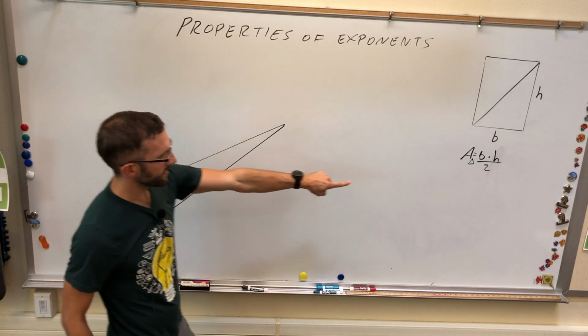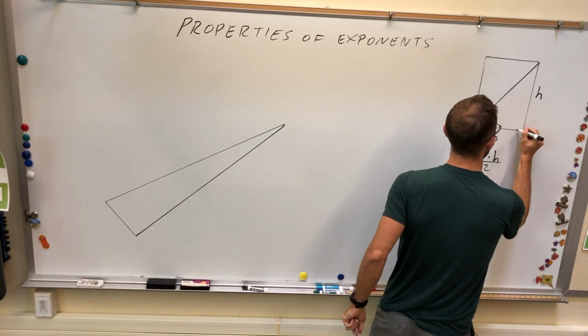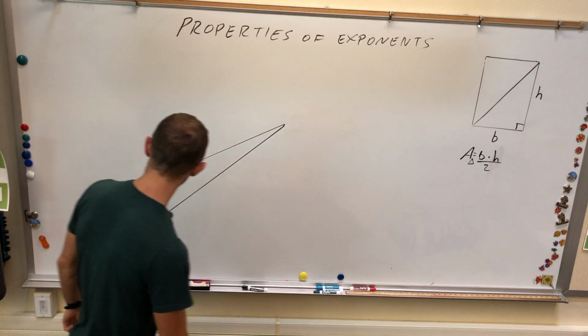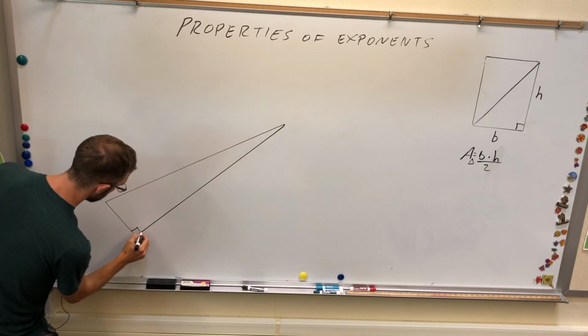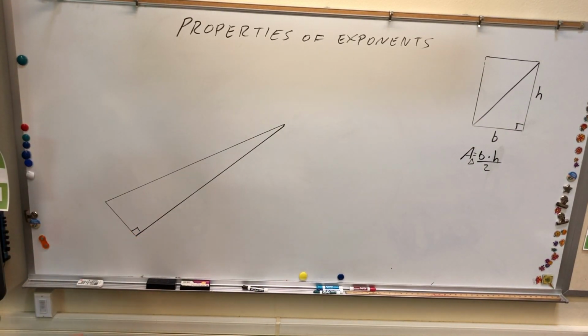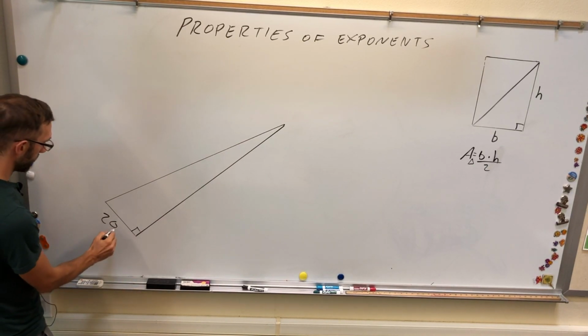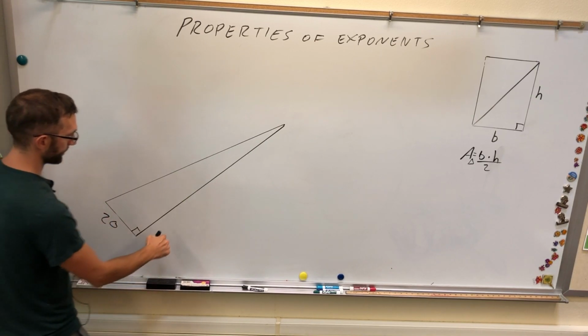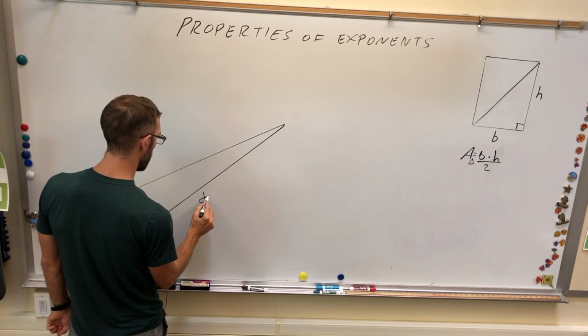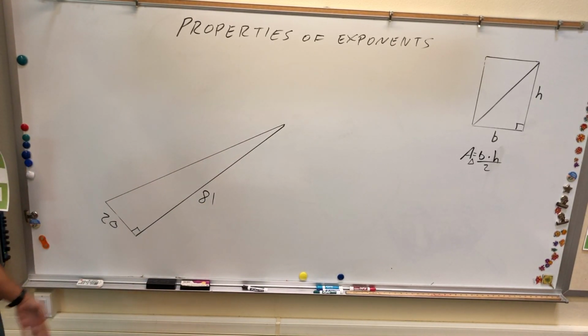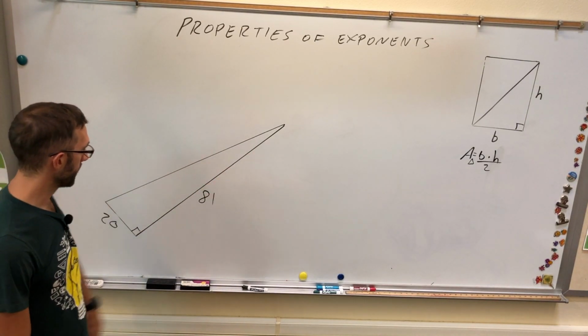I should clarify this. You have to have a right angle between the base and the height. So the right angle is here, and I designed it to be that way. So let's see, I said this has a length of 20 centimeters, the base here. The height I said is 81. So there we go, the whole height here is 81.